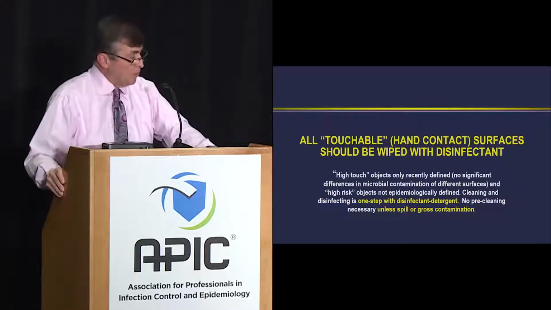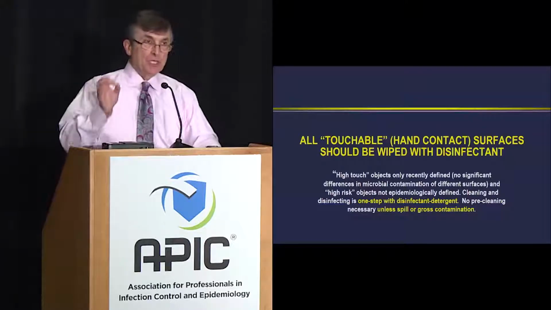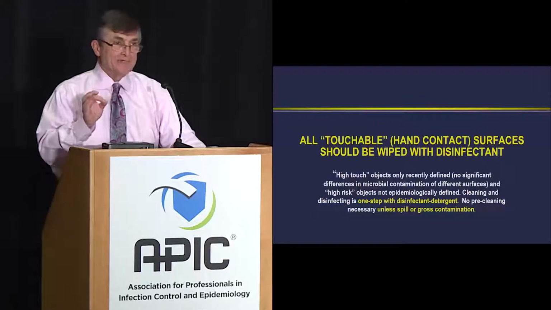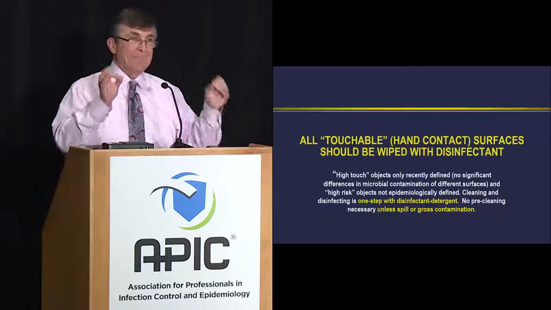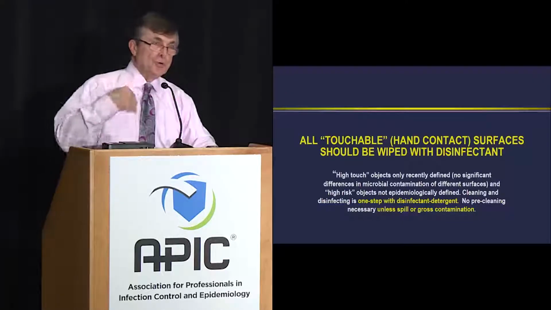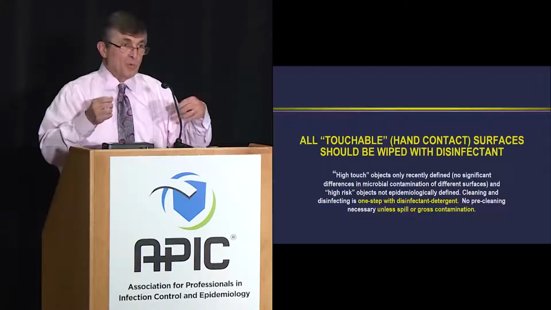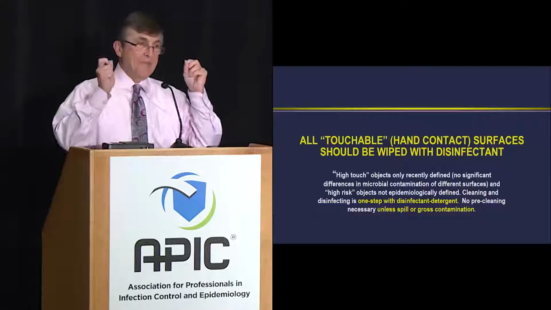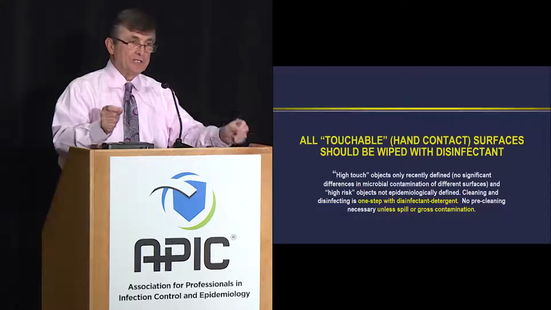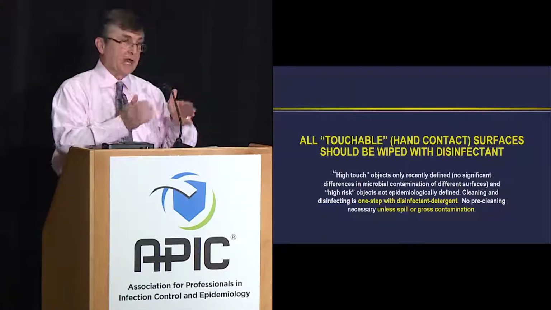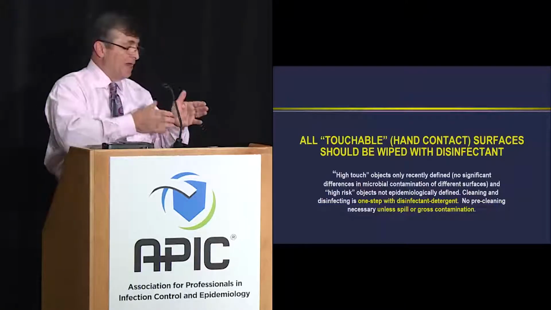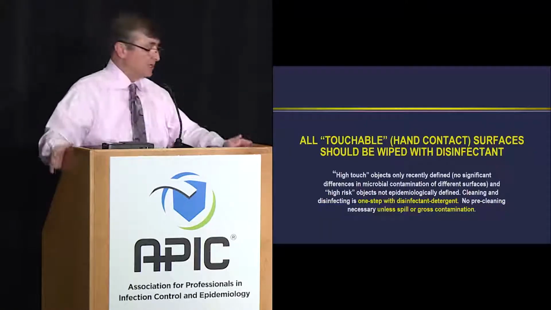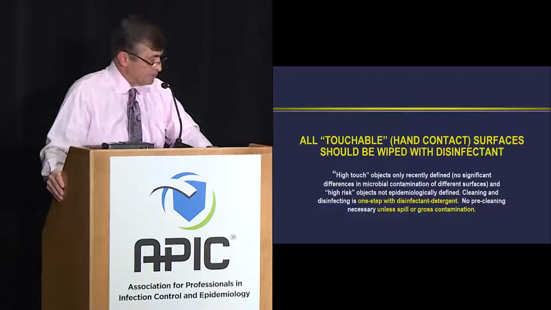Also, we don't want to emphasize high-risk objects. No one has identified what a high-risk object is epidemiologically. You or I can essentially identify what we think it is, but that has not been determined in the scientific literature. So we really need to concentrate not on high touch, not on high risk. We need to concentrate on all touchable hand contact surfaces.